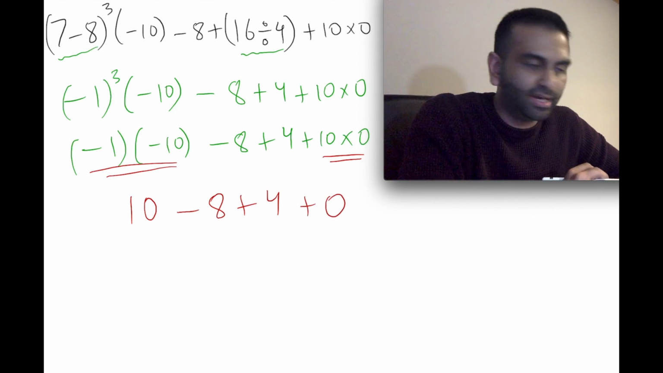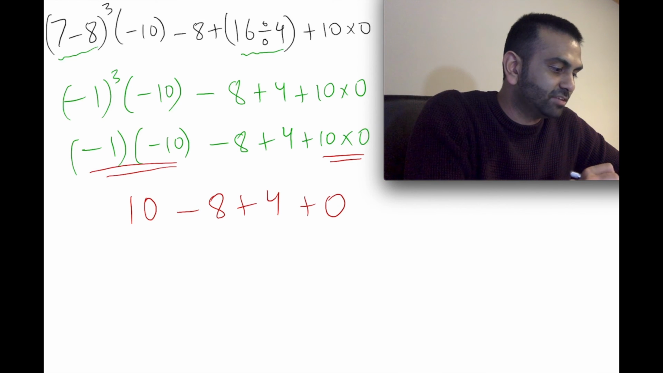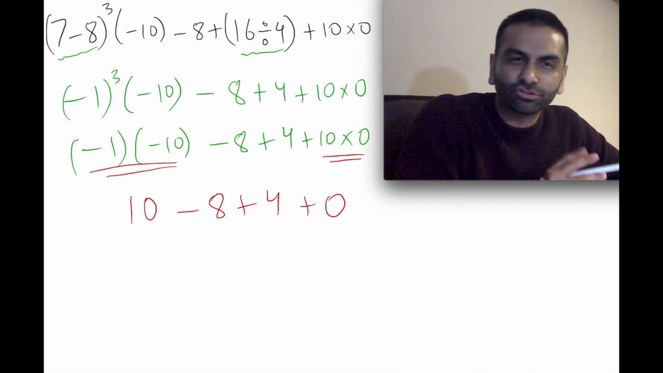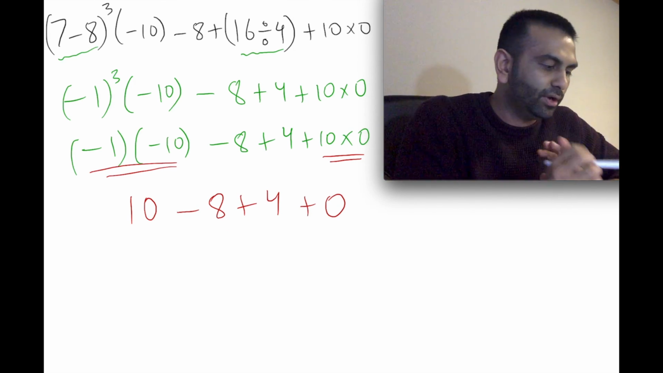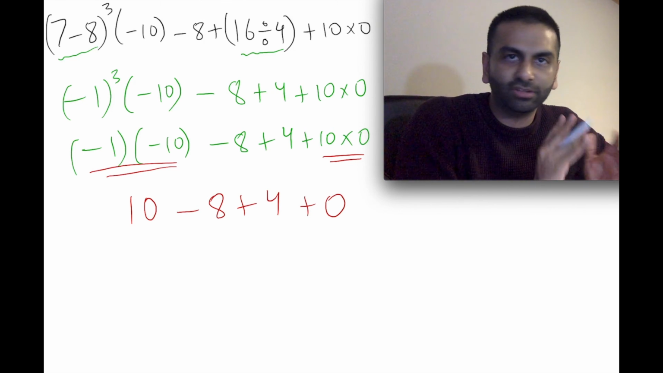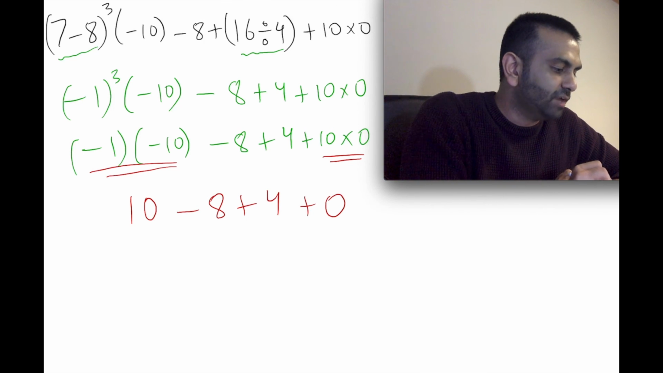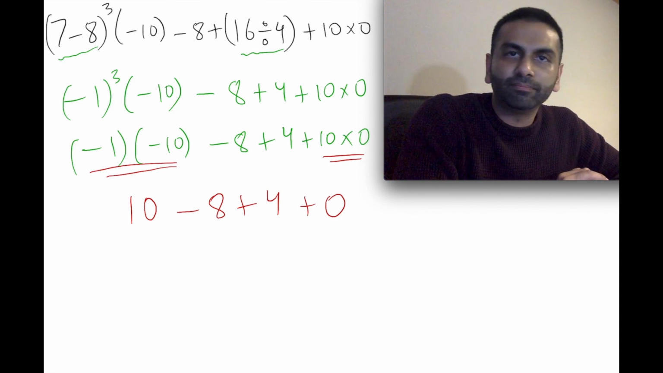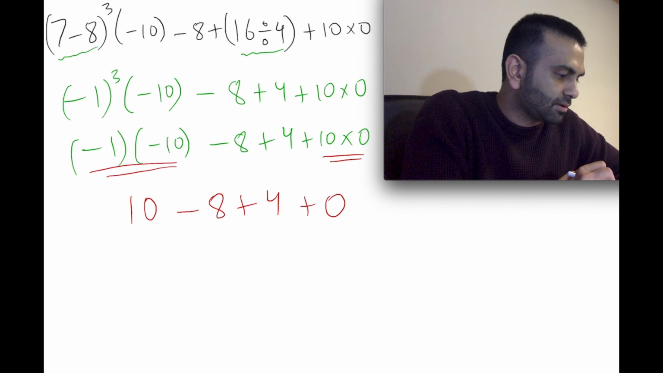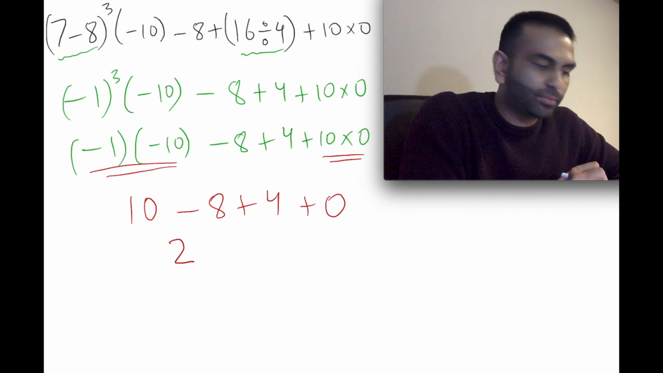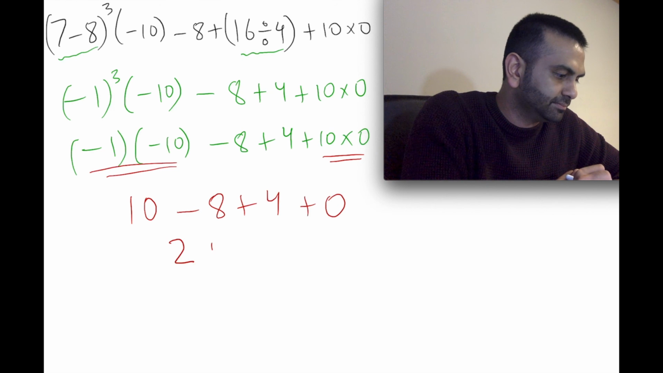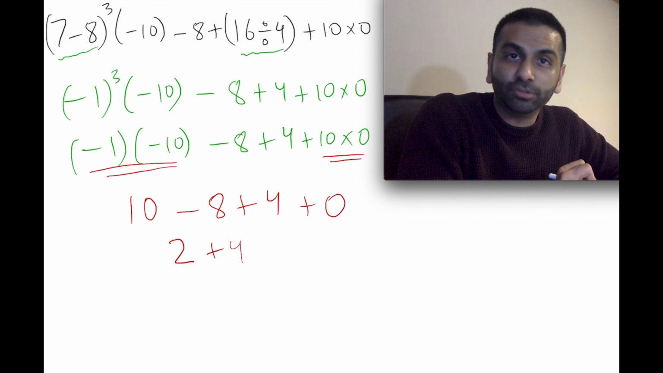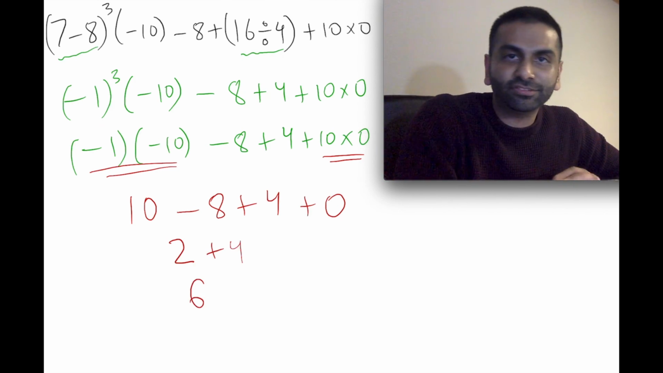All right, almost done. So now, again, addition and subtraction. Again, that's that little tricky thing where we don't do addition first and then subtraction. We're just going to do it in order because they're together. So 10 minus 8 is going to be 2. And then we have plus 4. And so 2 plus 4 is going to give us the final answer of 6.